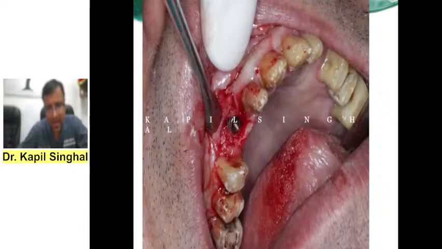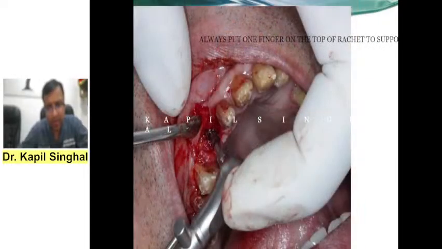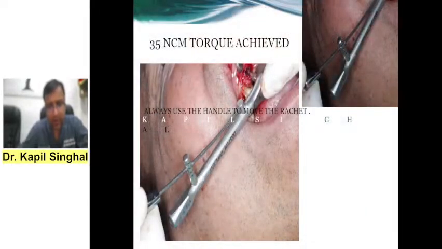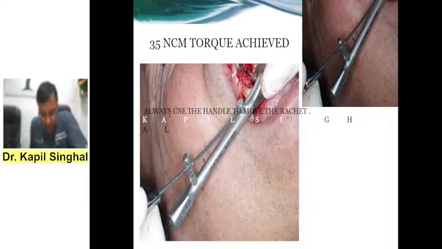अब हम लोग क्या कर रहे हैं? लास्ट के 2-3 threads रह गए. So I'll put those threads with my ratchet and also see the amount of torque that I have achieved. So what I have done, I put a driver over it and I put a ratchet. What is this? अगर ये diagram आपको देखने को मिलता है, this is a torque ratchet.